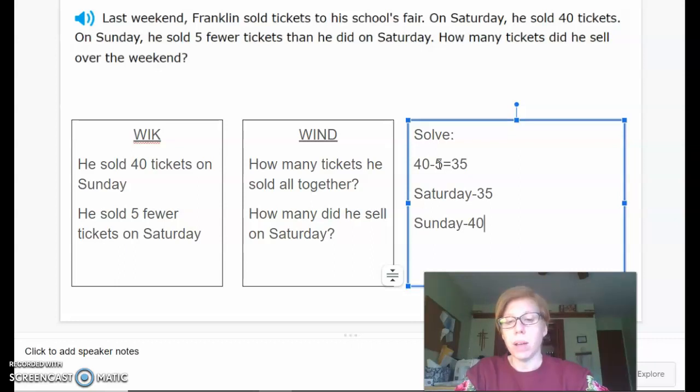So Saturday is 35. Sunday's tickets were what? 40. Well, to find out how many tickets he sold all weekend long, we add 35 plus 40. I'm just going to scoot these numbers to line them up. Okay, let's add them together. 5 plus 0 is what? 5. And in the tens place, 4 plus 3 is 7. So he sold 75 tickets total. Okay. So do you see in this problem, we needed to figure out Saturday and Sunday and then combine them together. Let's do one more word problem.